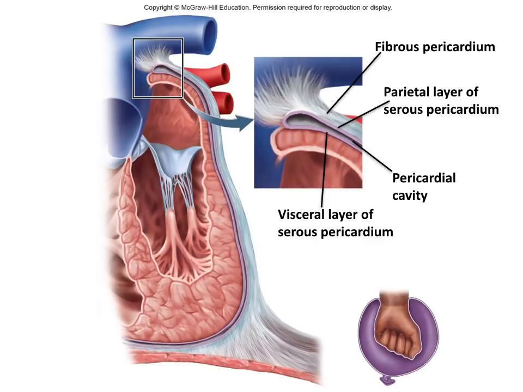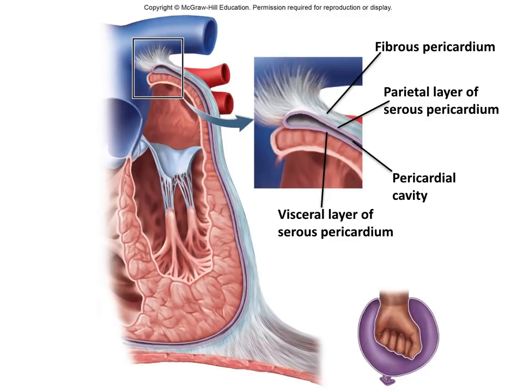The serous pericardium has two components to it. The parietal layer of the serous pericardium lines the inner surface of the fibrous pericardium. The visceral layer of the serous pericardium, which is also called the epicardium, adheres to the surface of the heart. Because it is physically attached to the heart's surface, it is considered part of your heart wall.